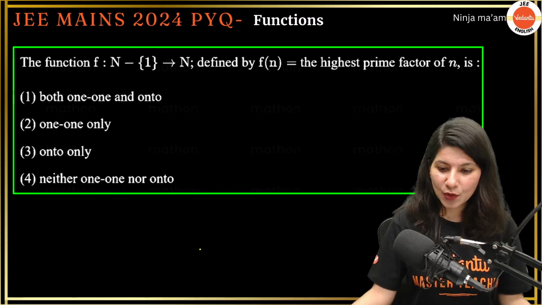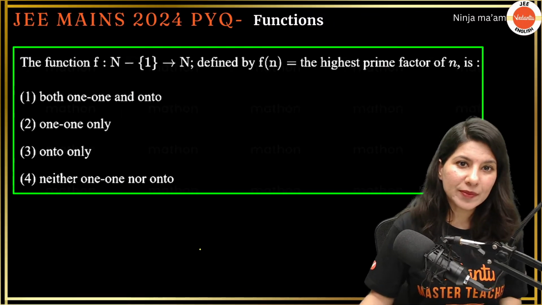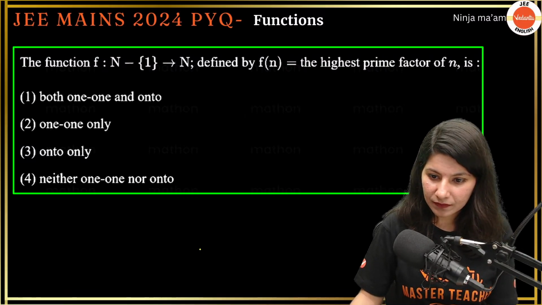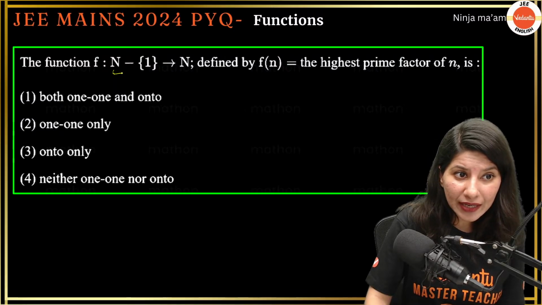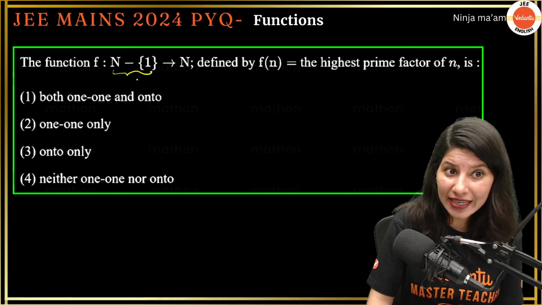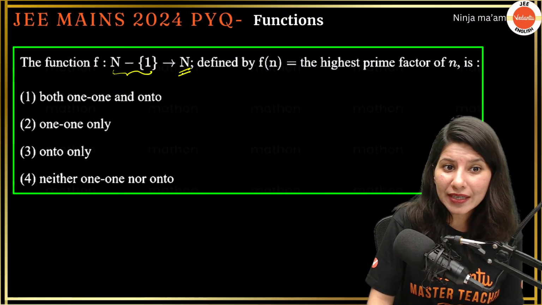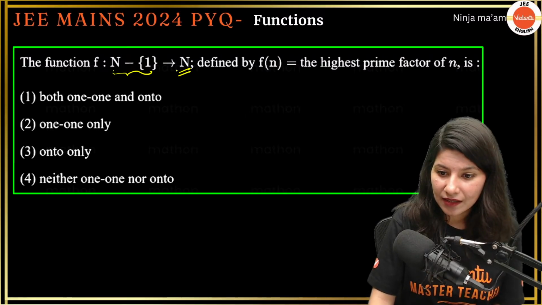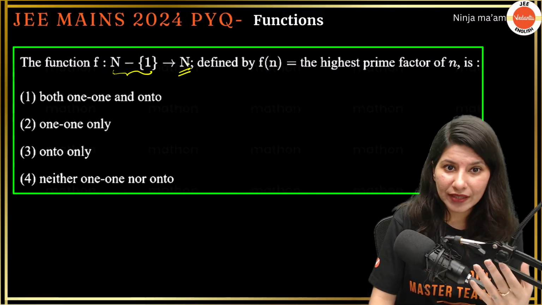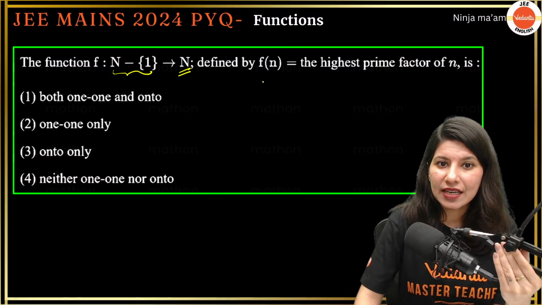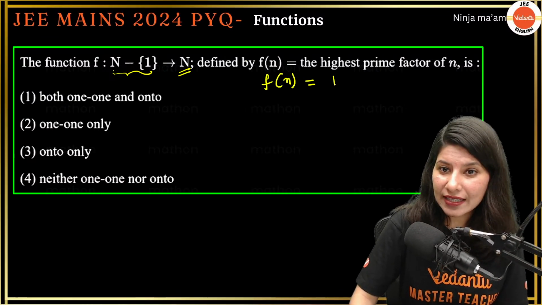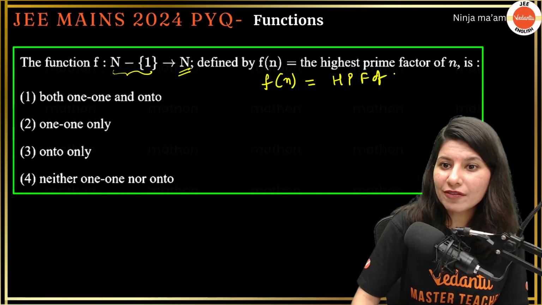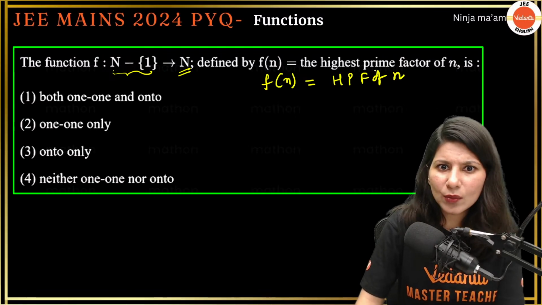Okay, all right. Now let us quickly move on to the next problem. Now the next problem says that we have a function whose domain has all natural numbers except 1 and whose codomain has n as the codomain, right? Now what they are asking is f(n) is one function which equals the highest prime factor of n, right?